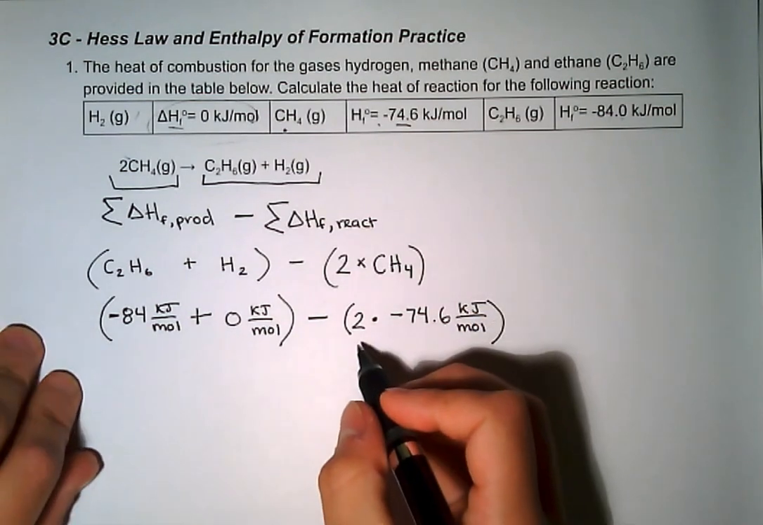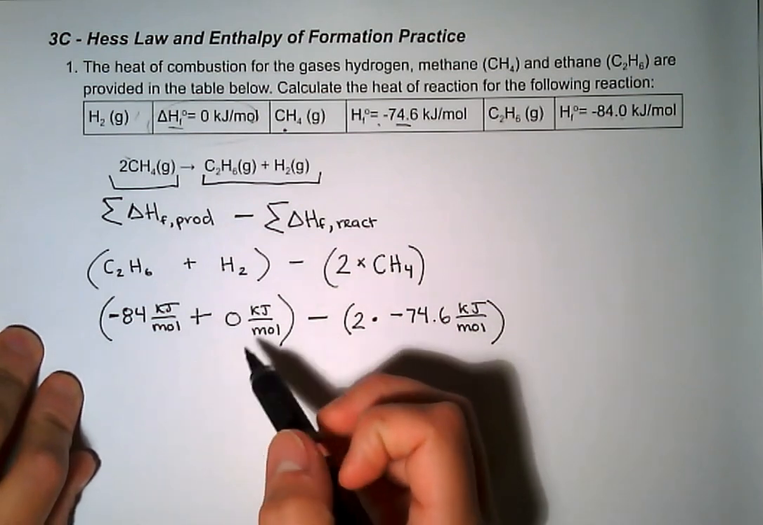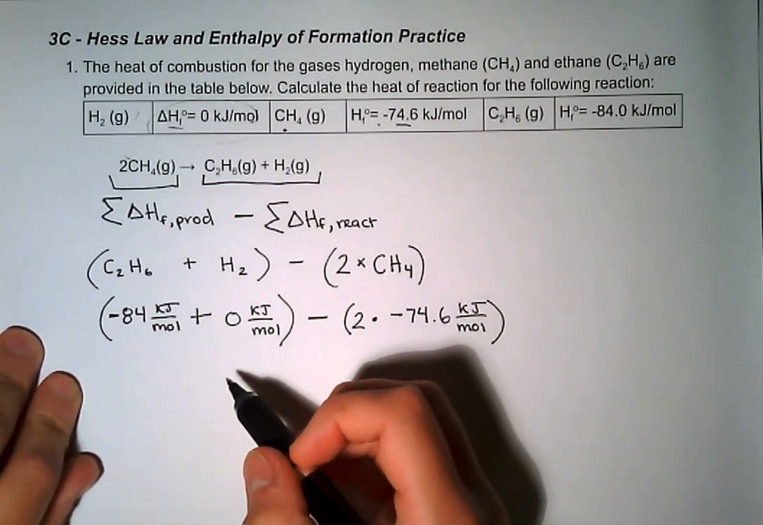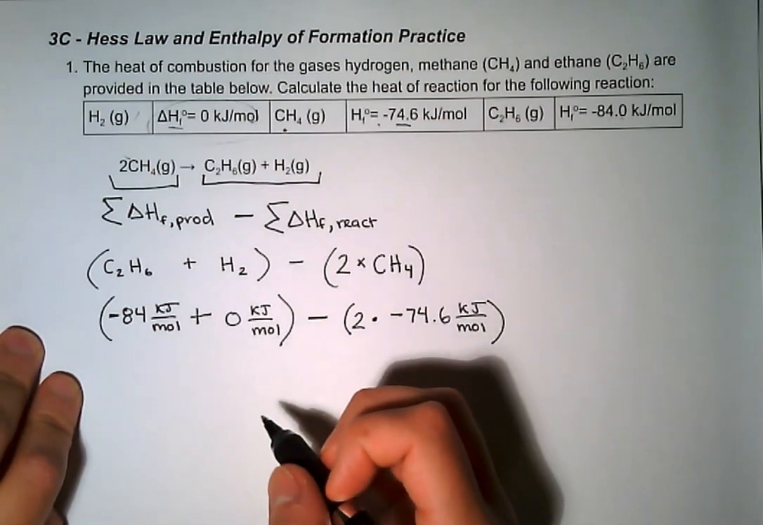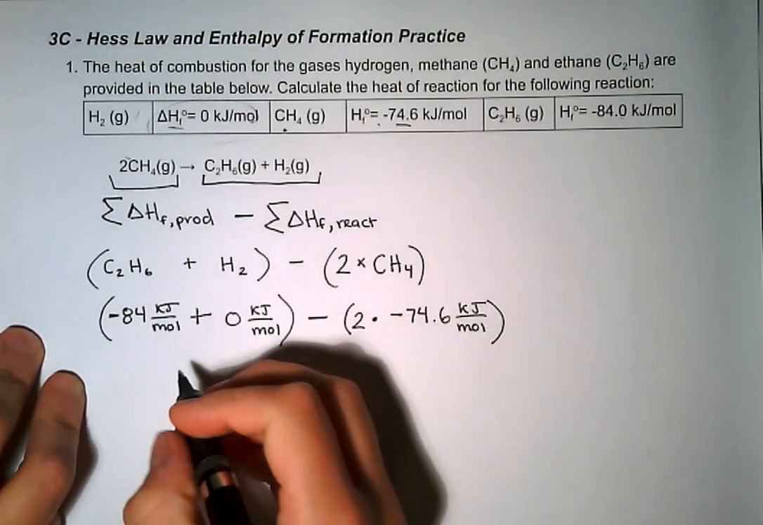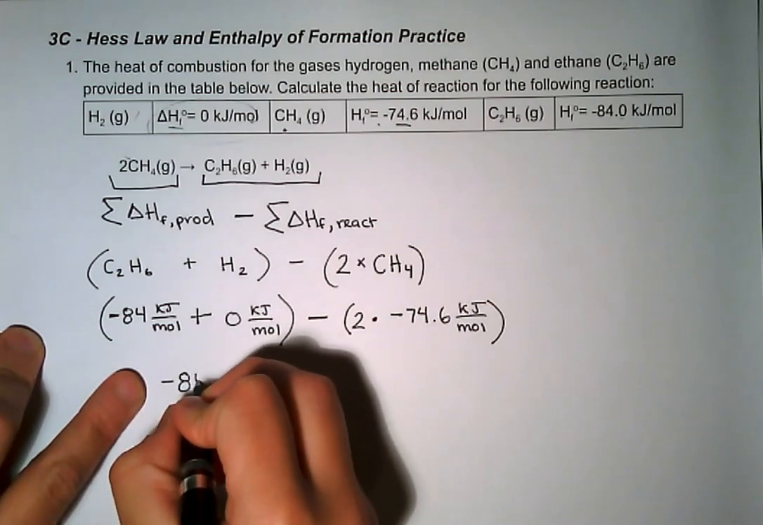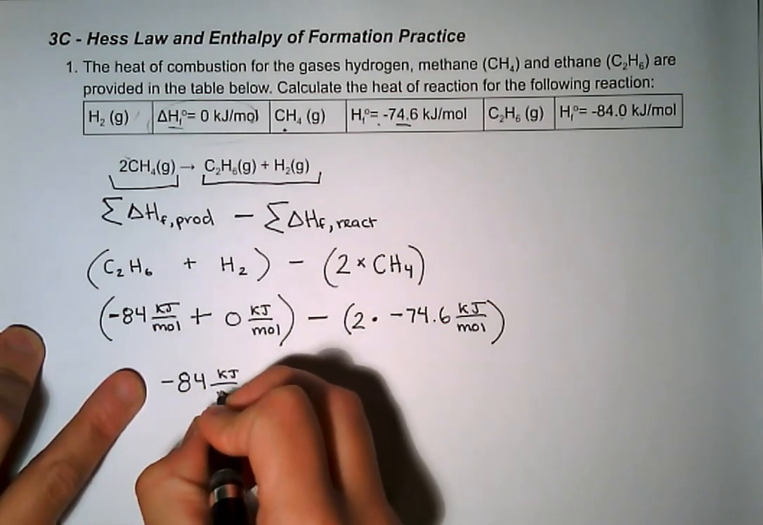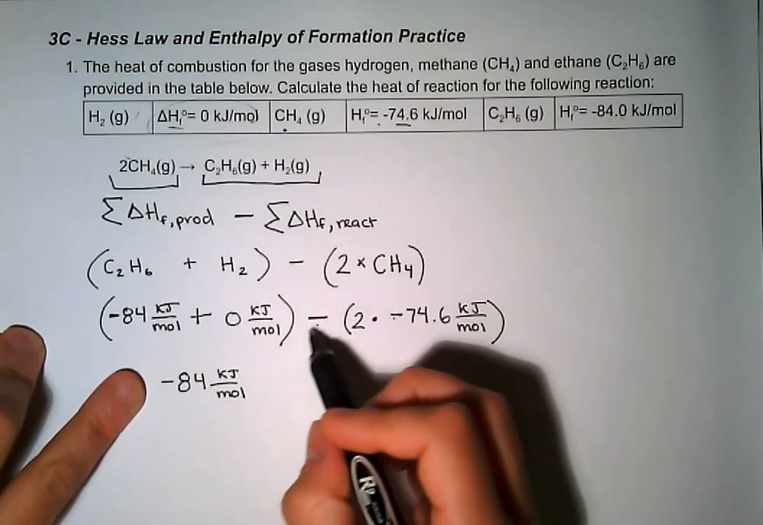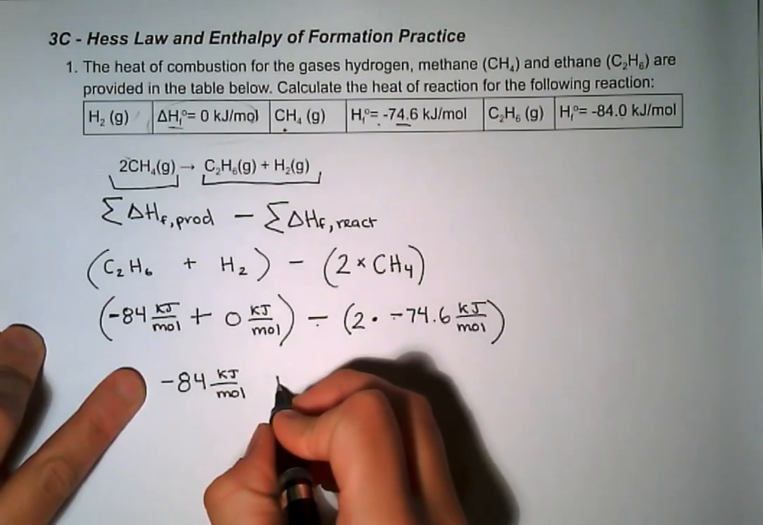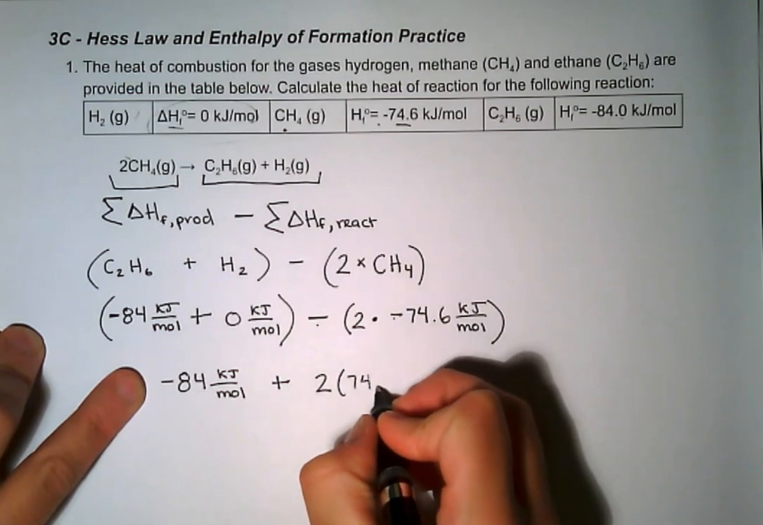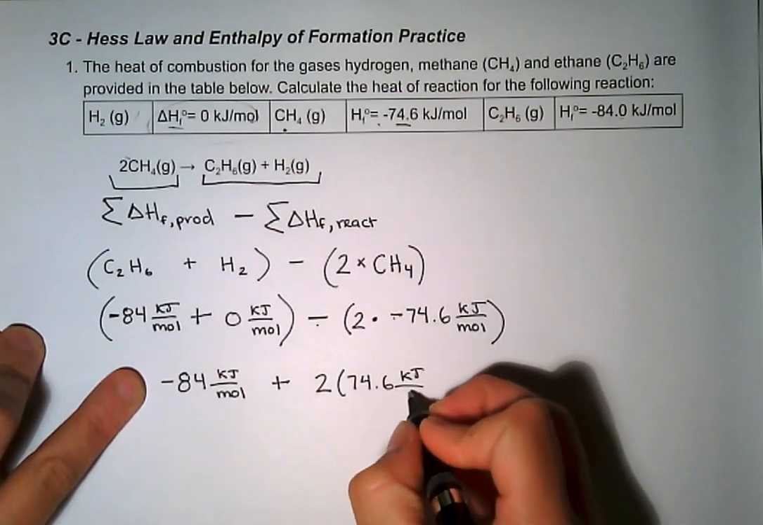Now I have my whole problem set up, and as you might notice, there are a lot of negative signs in this problem. Before I type this into my calculator, I like to predict the sign of my answer and simplify a little bit. Negative 84 plus 0 is going to be negative 84 kilojoules per mole. On the other side, I have minus a negative, so those two negatives cancel out, and I'm going to end up with plus a positive number: plus 2 times 74.6 kilojoules per mole.